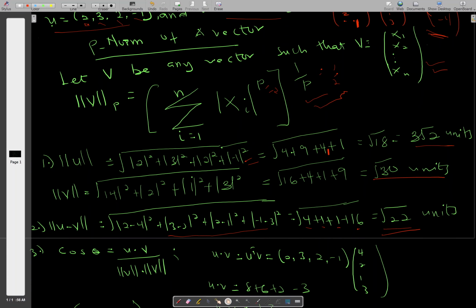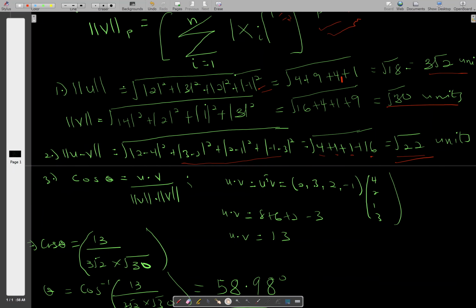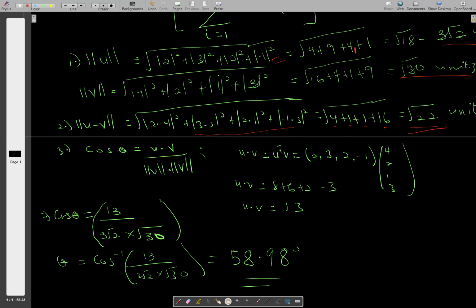Now let's move on to the last one. We were required to find the angle between two vectors. This is the formula for finding the angle between two vectors: theta is given by the inner product of the two vectors divided by the product of the norms of these vectors. So when you have two vectors u and v, the angle between them is given by cos theta equals u dot v over the norm of u times the norm of v.